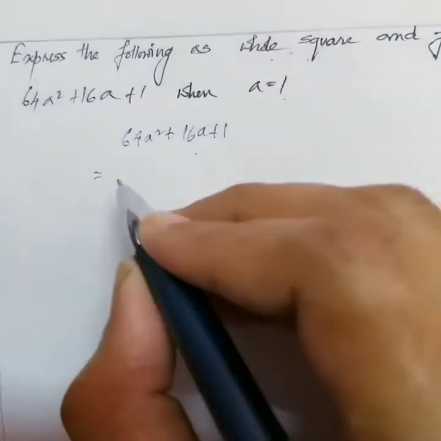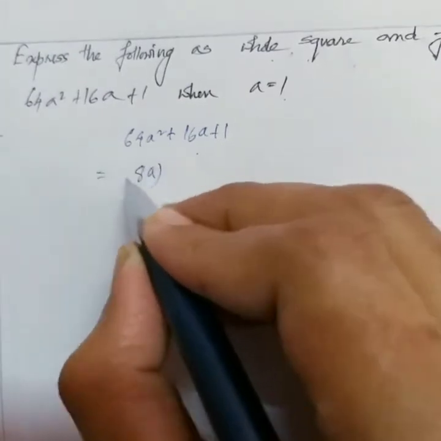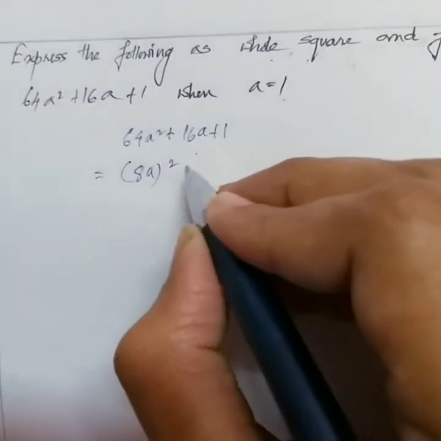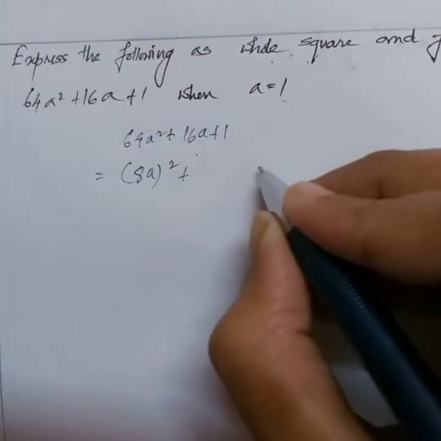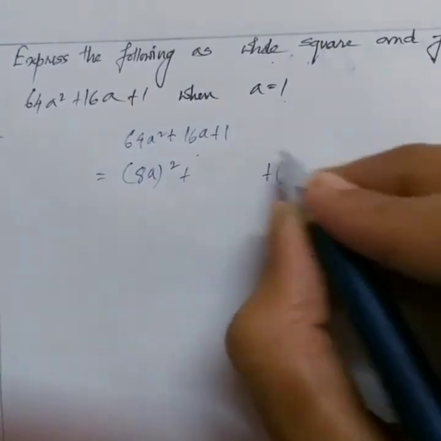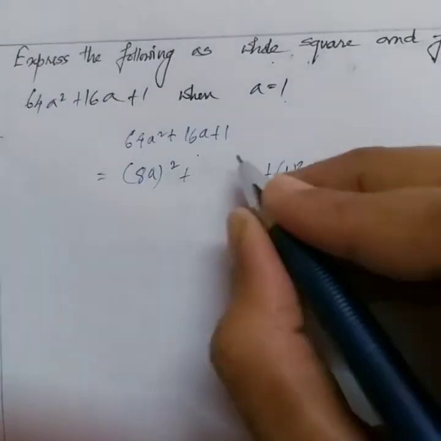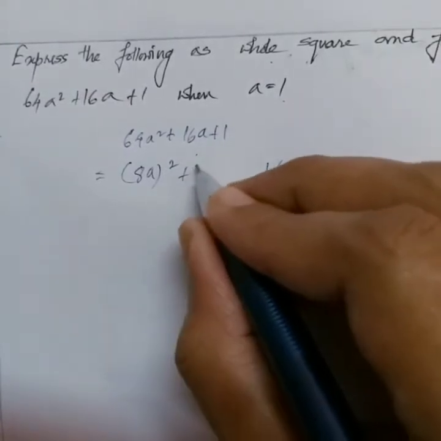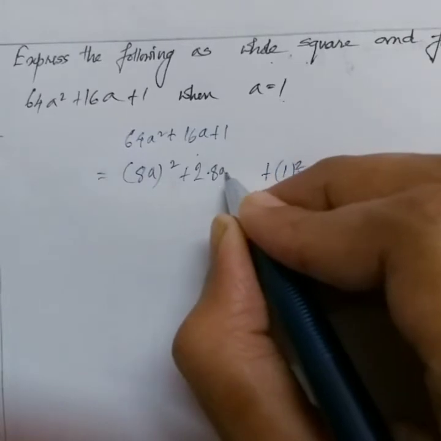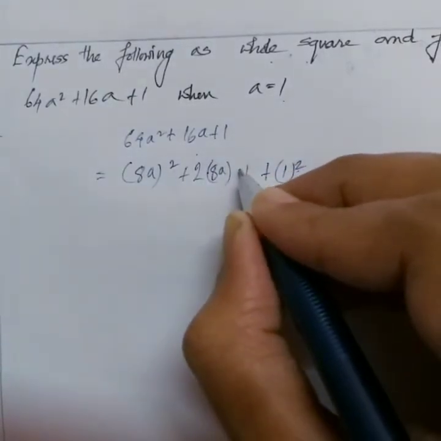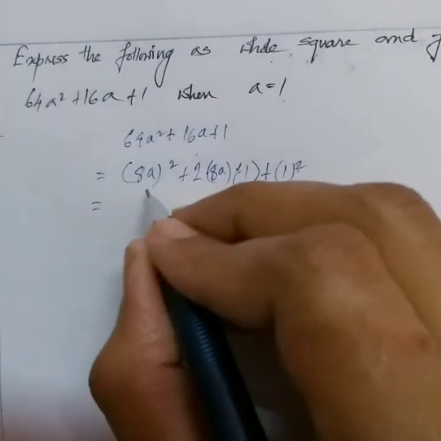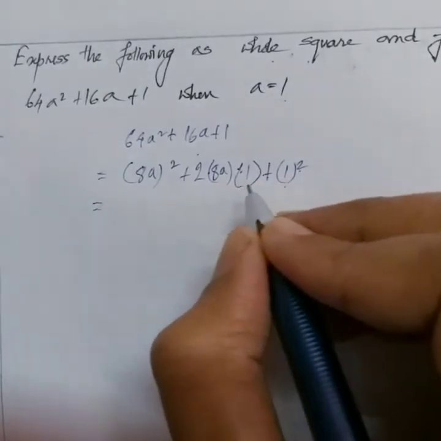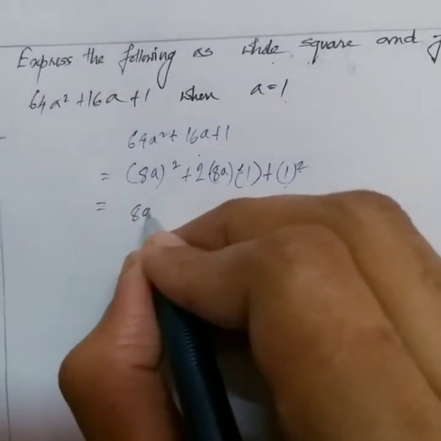Okay, so you can see this is nothing but 8a square, right? Again we are leaving some space for the second part. Then for 1 we can write 1 square, right? 1 square will give you 1 and this is our b, so therefore you are getting a square plus b square. Now you should get a 2ab over here, so this will give you 2 into 8a into 1, right? Now this is a square plus 2ab plus b square, so you can write 8a plus 1 whole square.